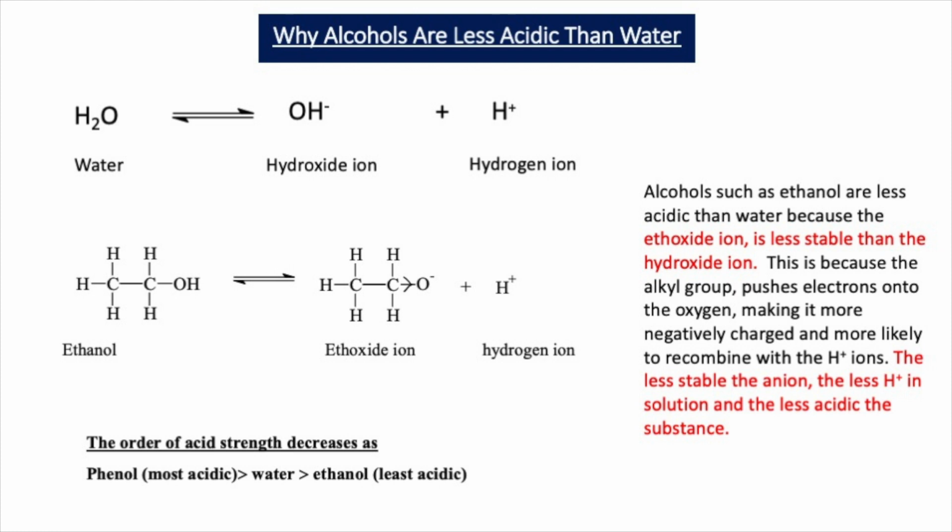If the charge is on the oxygen in one place, it's vulnerable to attack by H plus ions. If there's a way of spreading out this charge, so like in phenol where the charge can spread over the benzene ring, it's less likely to be attacked by the H plus, and therefore it's more stable as an ion.